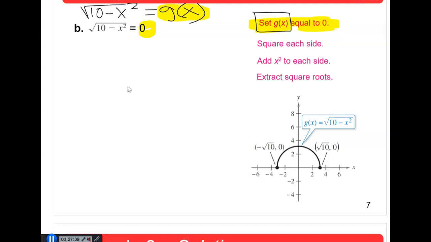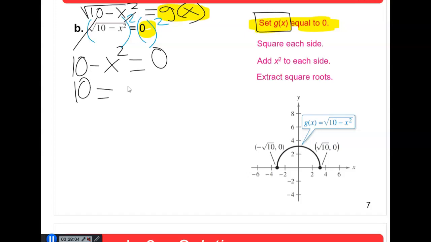Now, how could we undo a square root? The inverse operation will be to square it. But whatever we do to one side, we have to do it to the other side. So we square the 0, which is kind of pointless because it will still be 0. Now, when we square the square root, we cancel the square root and we get 10 minus x squared. So now from here, what I'm going to do is take that negative x squared across the equal sign. And now it's positive. It has that invisible plus.